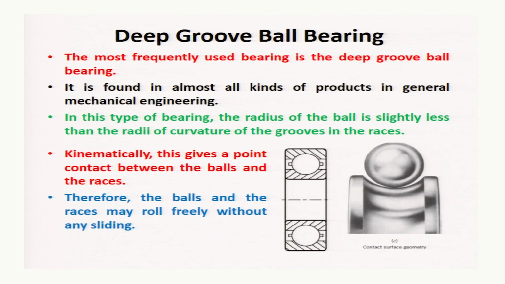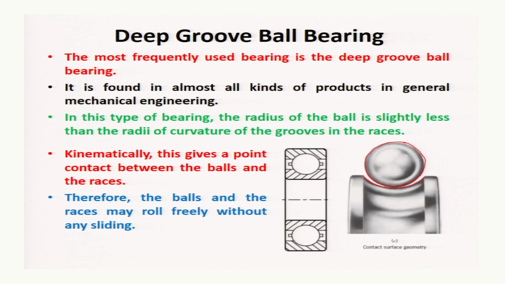Now let us see in detail the deep groove ball bearing. The most frequently used bearing is the deep groove ball bearing. It is found in almost all kinds of products in general mechanical engineering. In this type of bearing, you see here the ball is shown, and the radius of the ball is slightly less than the radius of curvature of the grooves in the races. So this is the groove in the races.